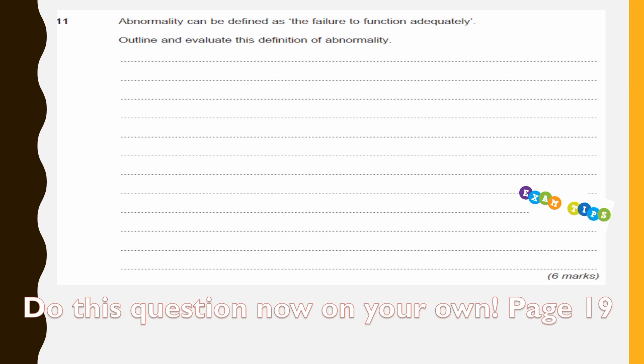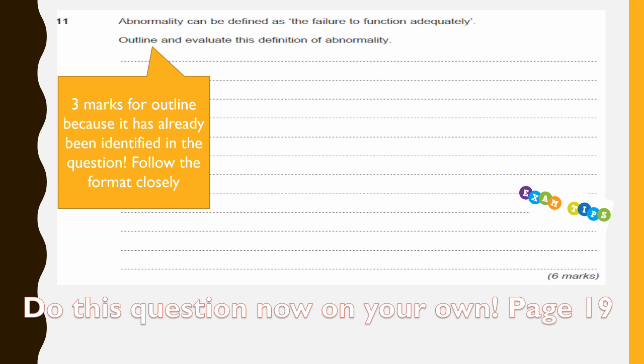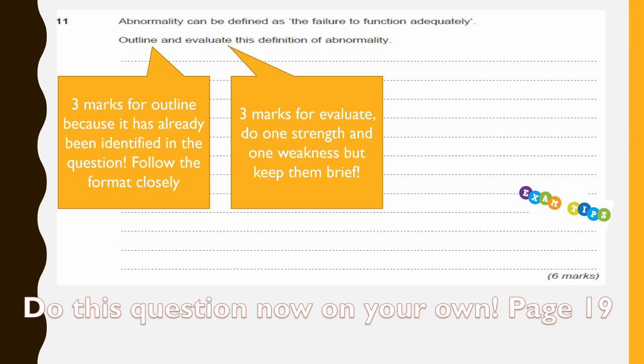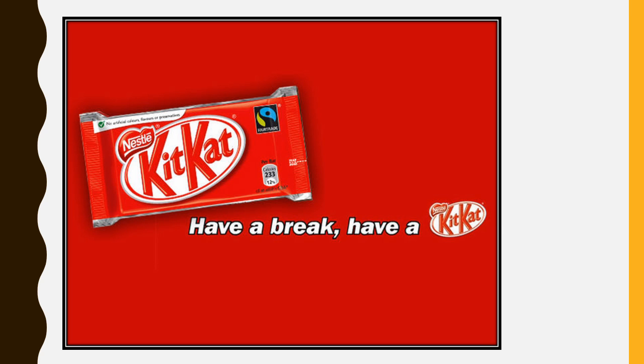You'll see there is one final question in your booklets on page 19. There is no sample answer for this one. I would like you to answer this question now on your own. It would be more beneficial if you do that without looking back at your notes. Outline for 3 marks because they've already named the definition for you. Evaluate for 3 marks, so do 1 strength and 1 weakness, but keep them very, very brief. Off you go, guys.